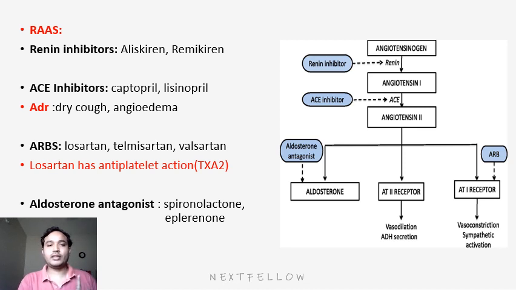Among these groups, ACE inhibitors are more beneficial in MI patients and diabetic patients. Next, aldosterone antagonists are potassium sparing diuretics. When you are prescribing potassium sparing diuretics, we should avoid aldosterone antagonists. Why? They will enhance potassium, thereby increasing the chance of arrhythmias.